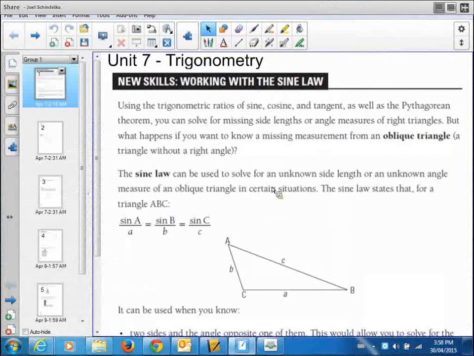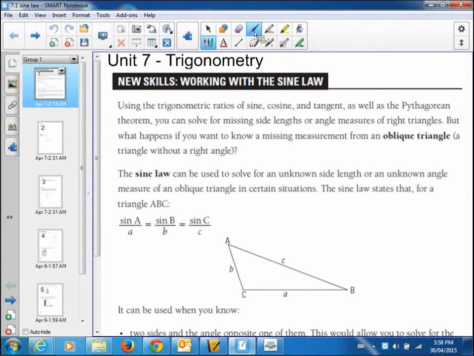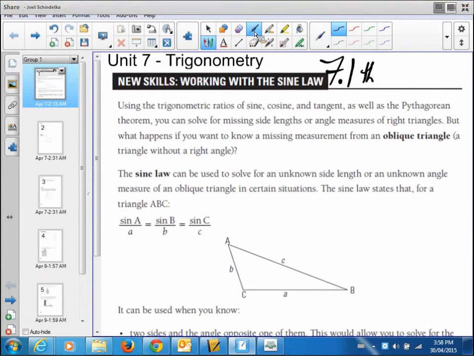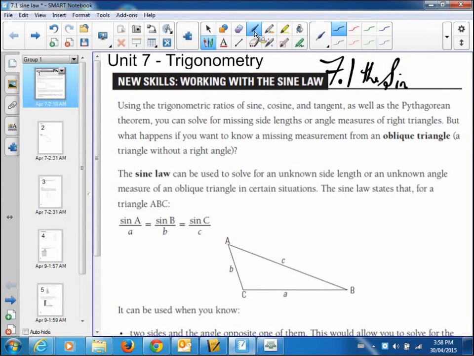Unit 7, trigonometry. The first section, actually, I didn't put the title down. It was the sine law. Anyways, let's talk about it. What is it all about?